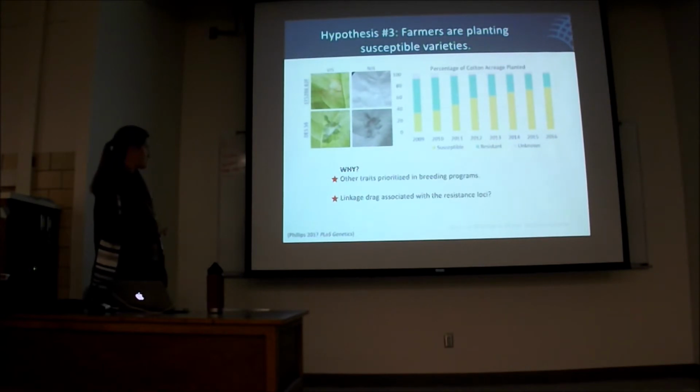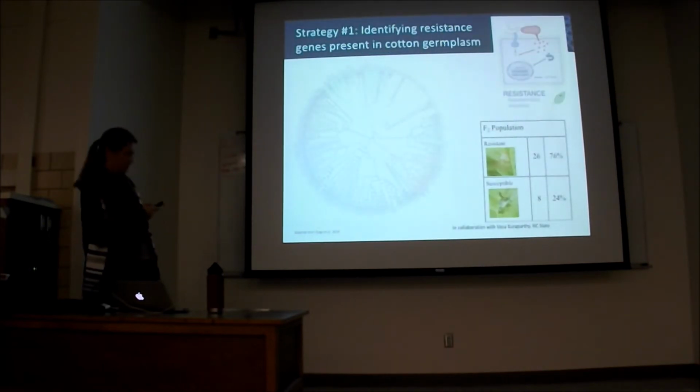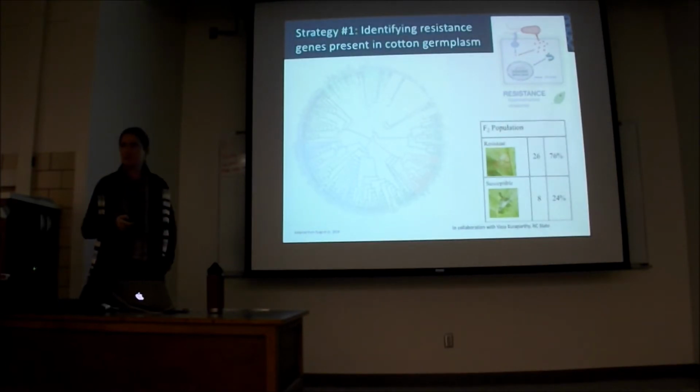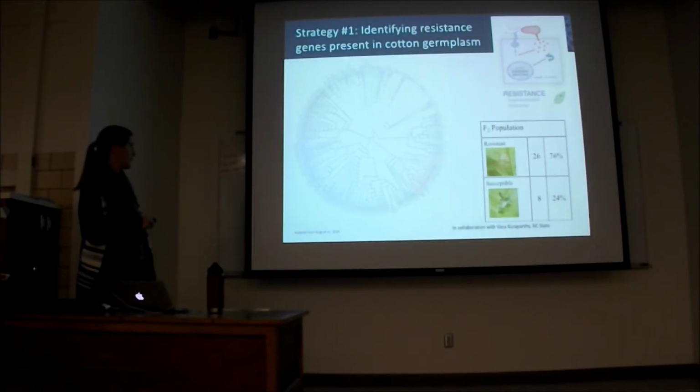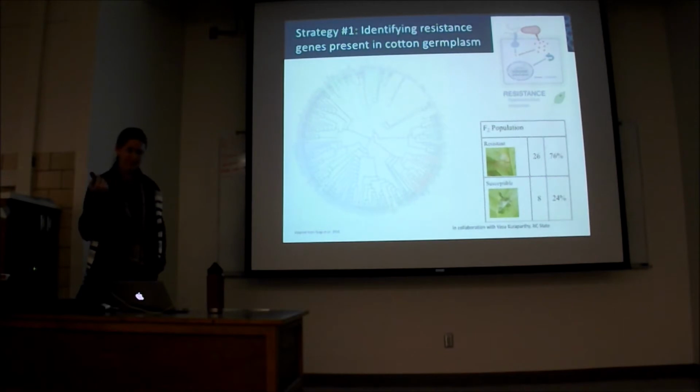So now the question is, what can we do about it? Well, we have identified sources of resistance in germplasm that are still effective against this pathogen. This is an ongoing collaboration with Basu Kuraparthi at NC State. He's been developing some really extensive resources for cotton.